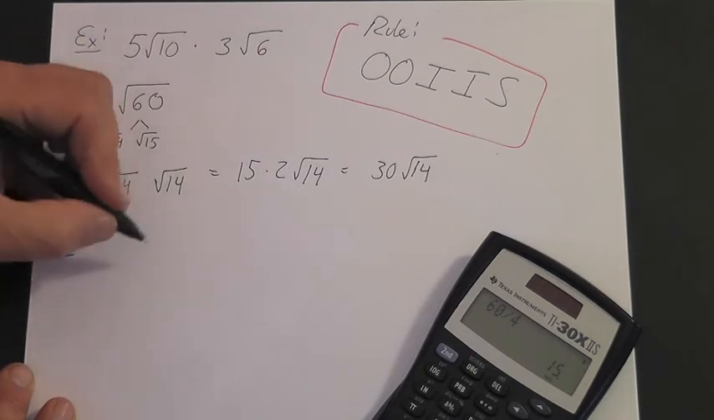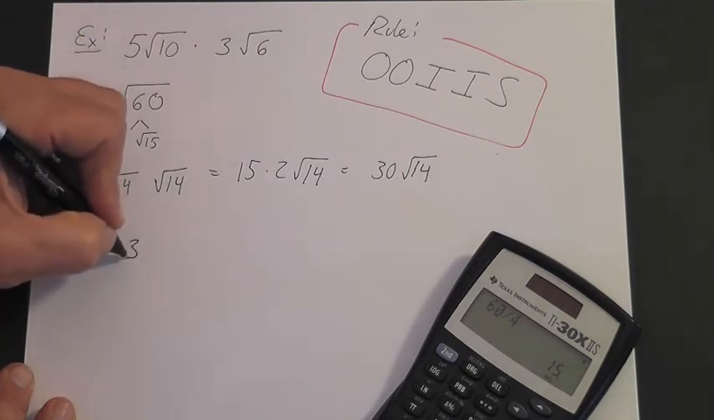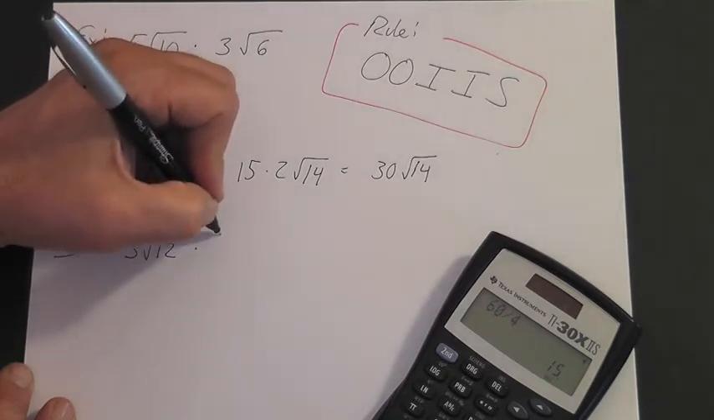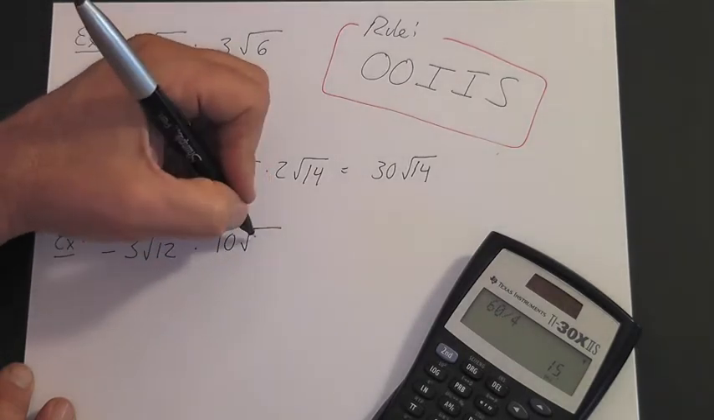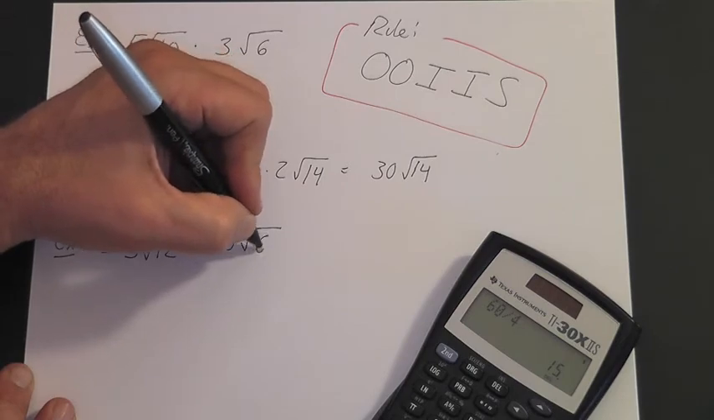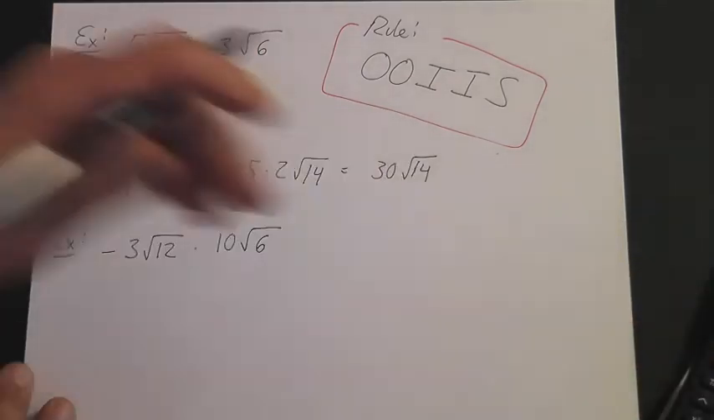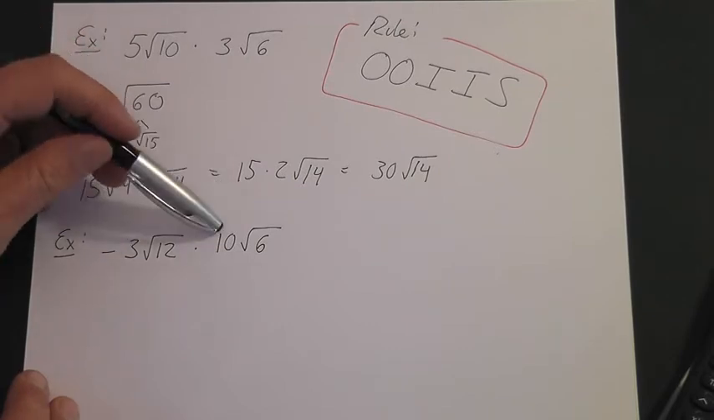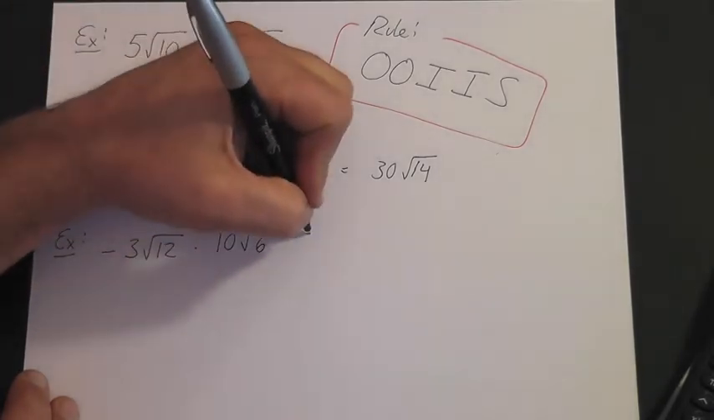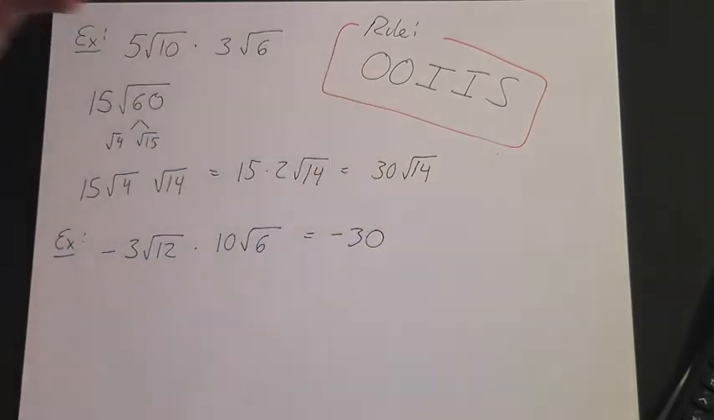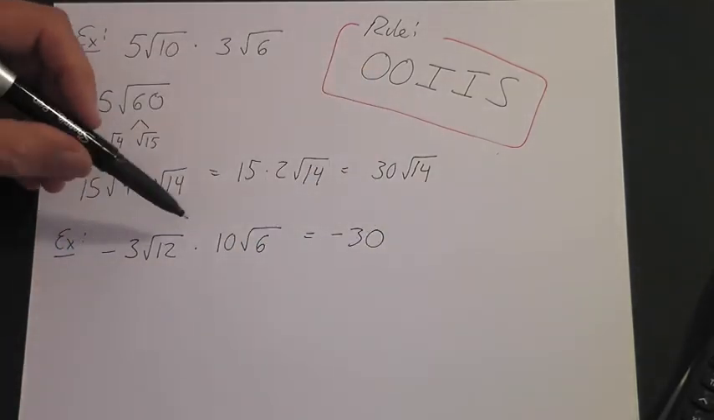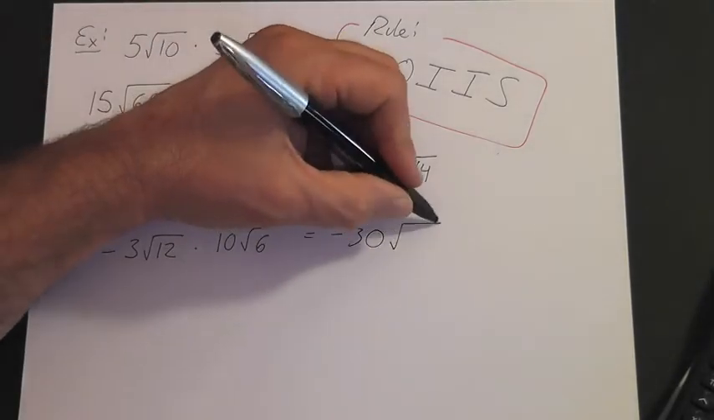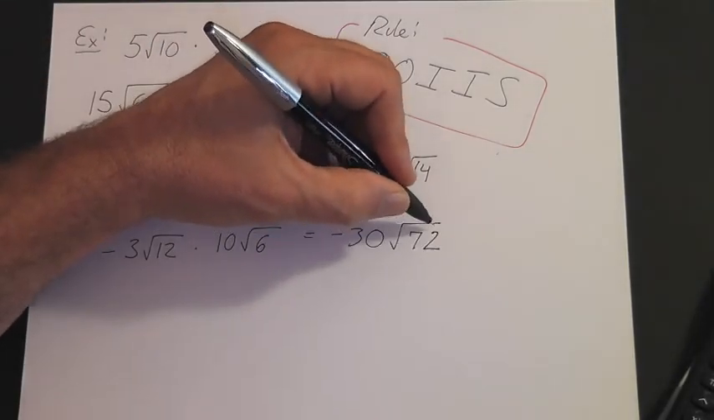Let's look at another example. Let's do minus 3 square root of 12 times 10 square root of 6. So outside times outside, minus 3 times 10 is a minus 30. And then you have inside times inside. That's 12 times 6. That's 72. It's inside the root, so it stays inside the root. That's 72.